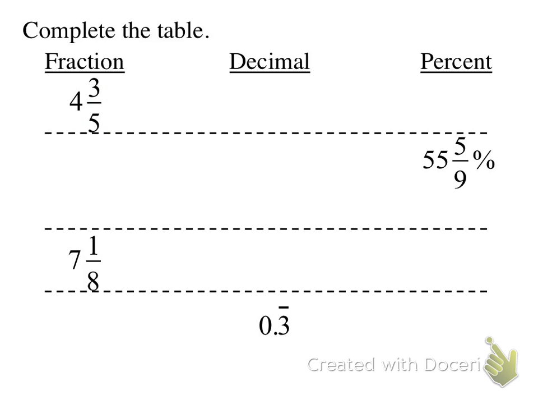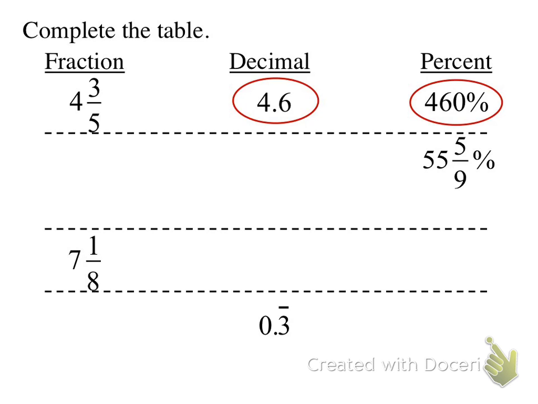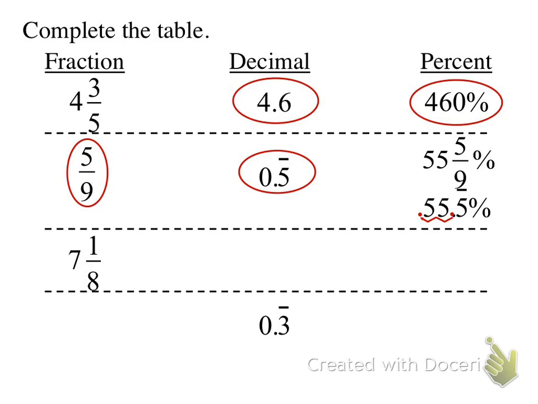All right, so let's check some answers. We did this one already. What did you get for 55 5/9? What would the decimal be? 55.5 repeating? Nope. You forgot to move it. It would be 0.5 repeating. That's it. And what fraction would that be? 5/9. Perfect. And the next one, 7 1/8 would be what decimal? 7 and 125 thousandths. Yep.